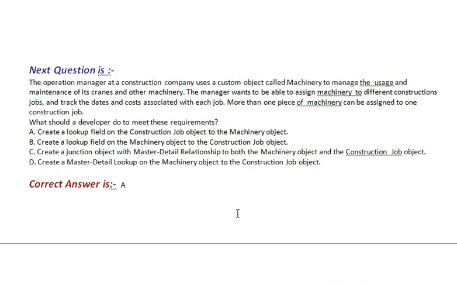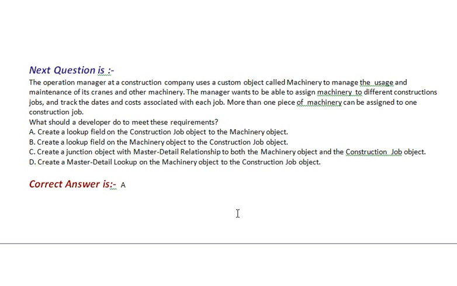The next question is, the operation manager at a construction company uses a custom object called machinery to manage the usage and maintenance of its cranes and other machinery. The manager wants to be able to assign machinery to different construction jobs and track the dates and costs associated with each job. More than one piece of machinery can be assigned to one construction job. What should a developer do to meet these requirements?